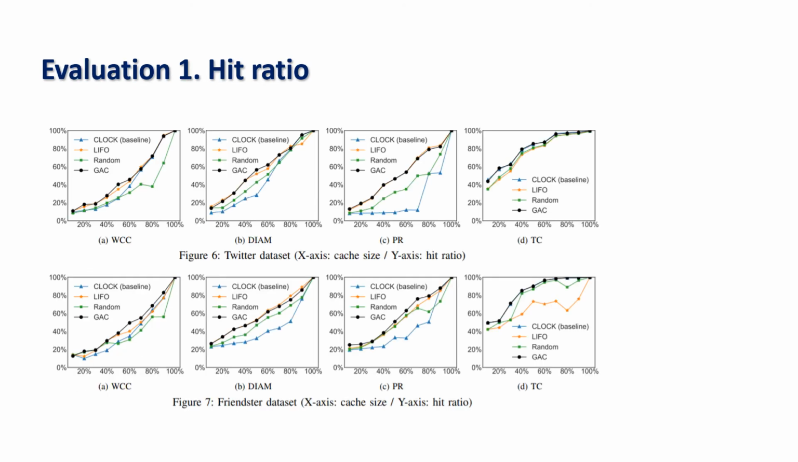Let's see some results featuring the hit ratio. In 3 algorithms, WCC, diameter, and PR, we can see LIFO is the optimal policy, and clock is the optimal policy in the TC algorithm. If LIFO or clock does not correspond to the optimal policy, the hit ratio is even lower than that of the random policy. On the other hand, overall, GAG provides comparable or better performance to the optimal policy, as shown in the figure.